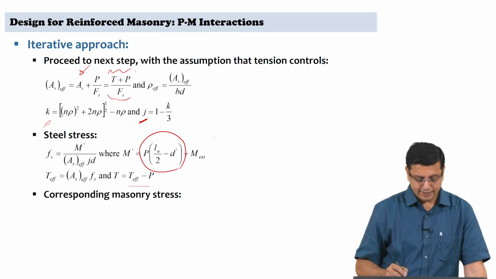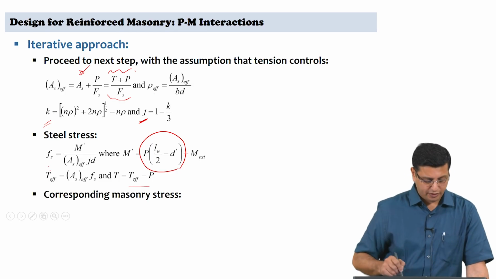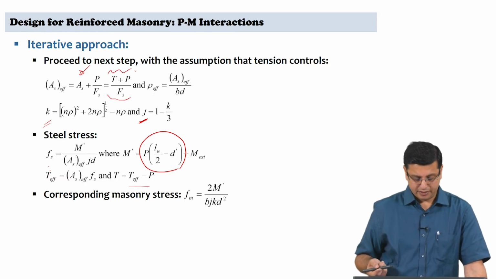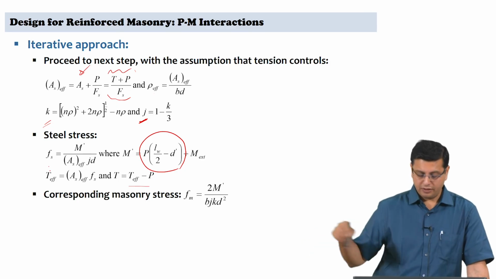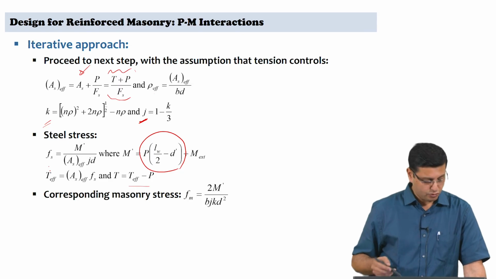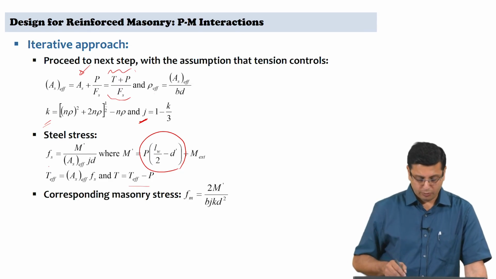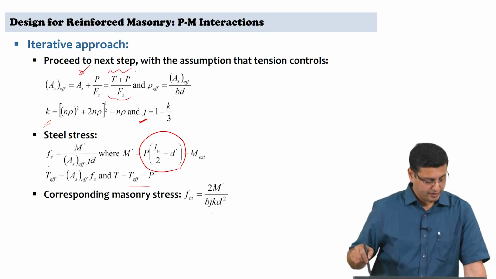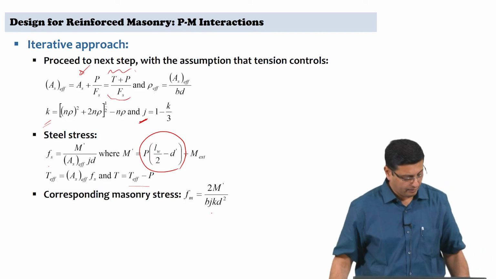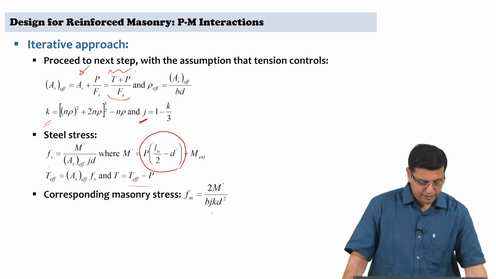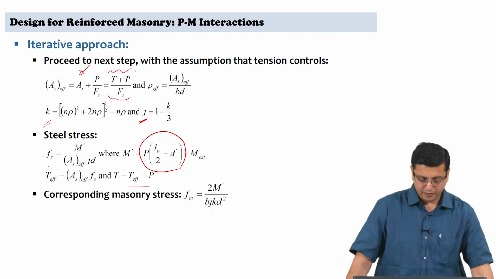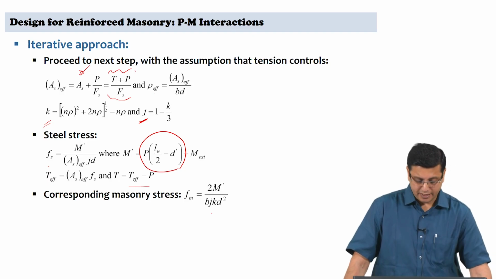So, once that is established with Fs known, you can estimate what the corresponding masonry stress is. With the triangular distribution of stresses, you can estimate that it is 2 times M prime, which is your total moment, divided by Bj into Kd squared. So, you are making an estimate of the masonry compressive stress, and this value again has to be lesser than the value of Fm, which is the permissible compressive stress in masonry.